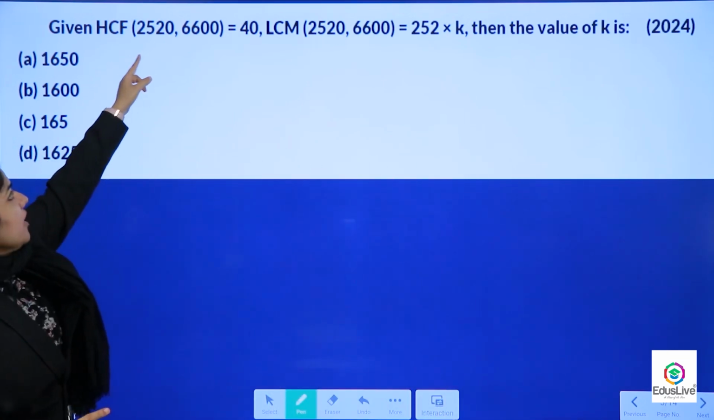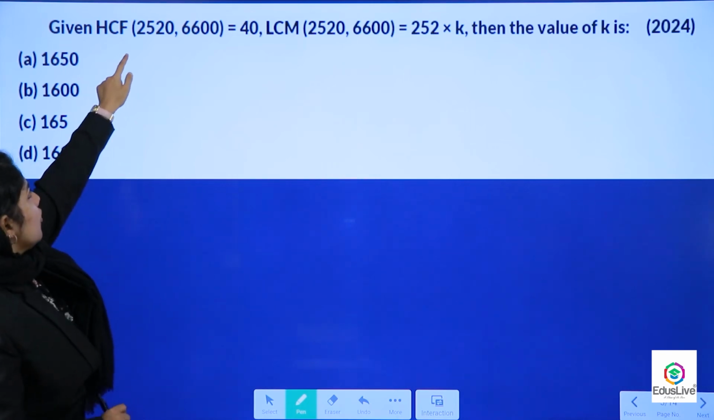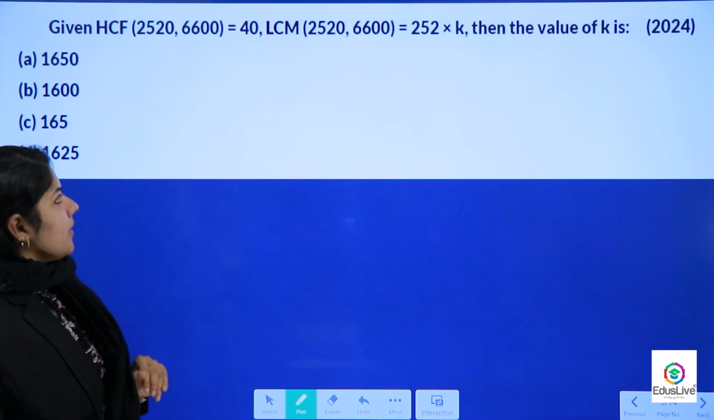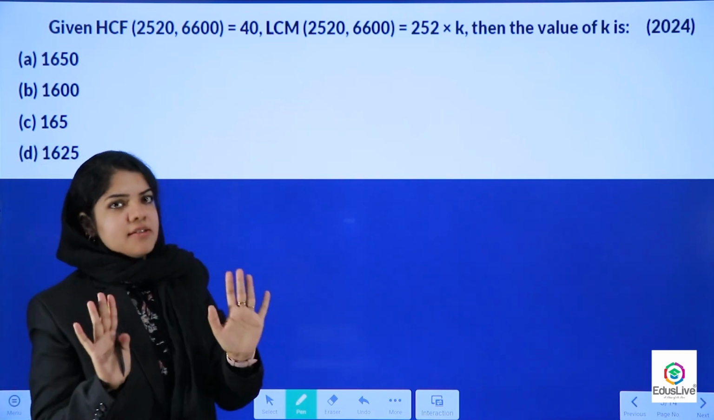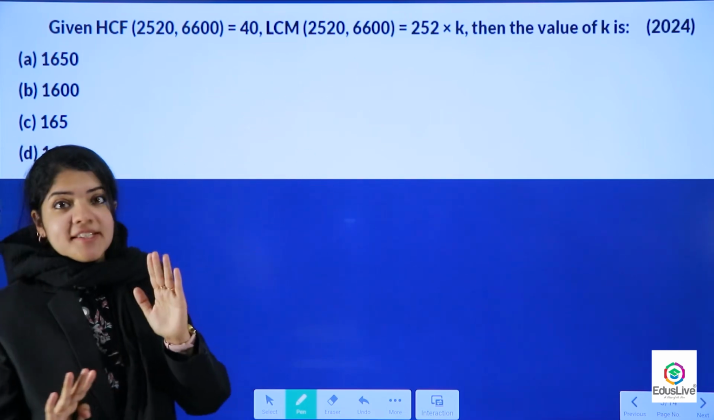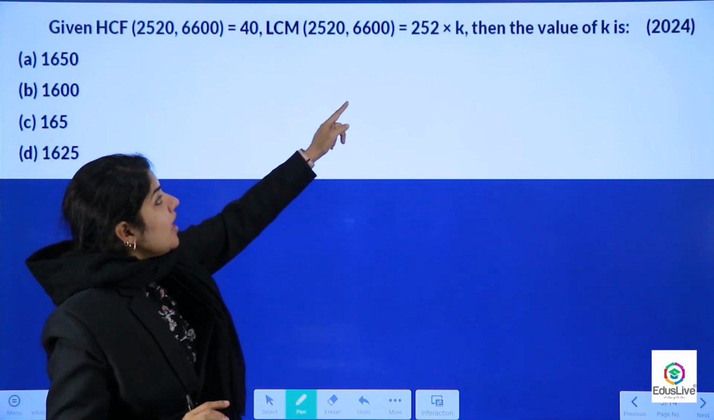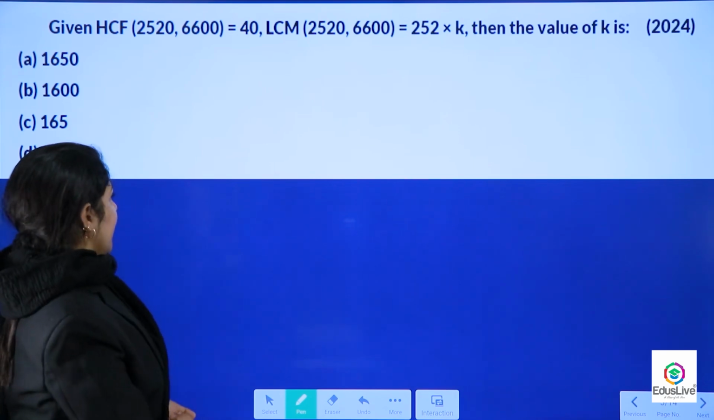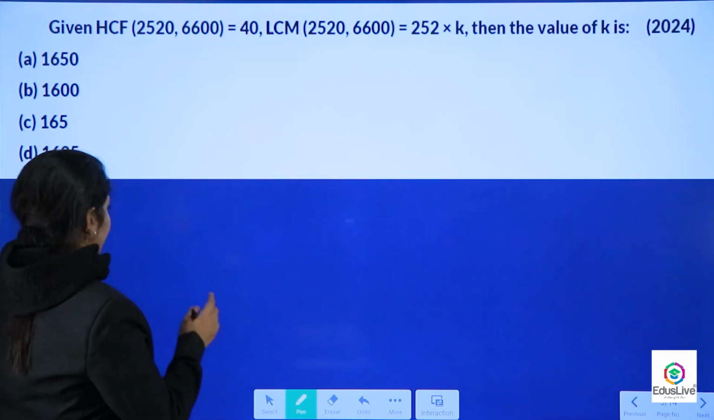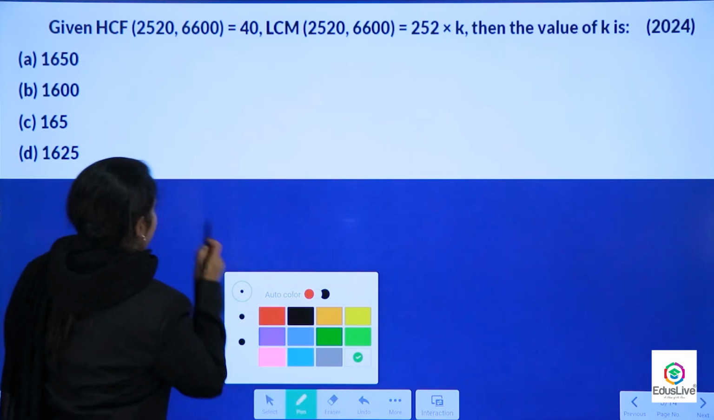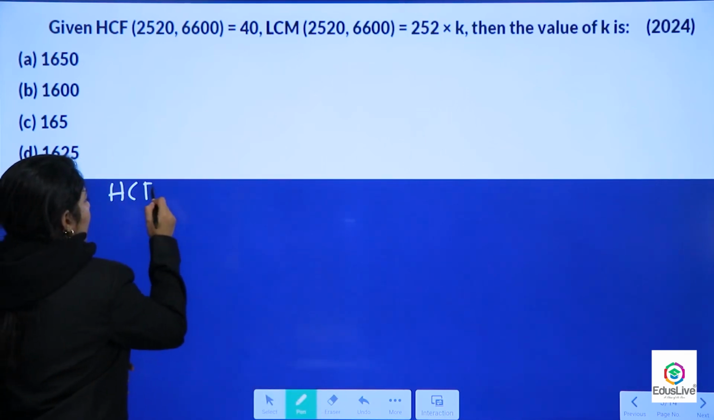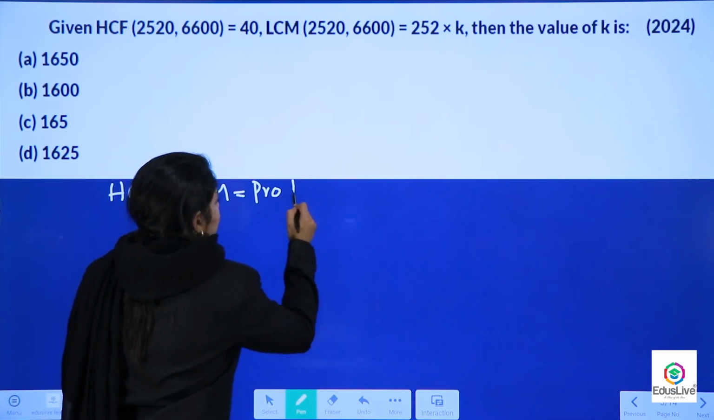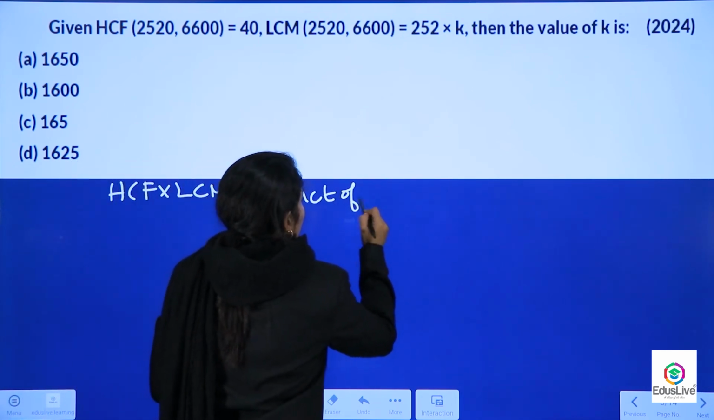Given HCF of two numbers, 2520 and 6600 is 40. And LCM of these same two numbers, 2520 and 6600 is 252 into K. We have to find the value of K. So we know HCF into LCM is product of two numbers.